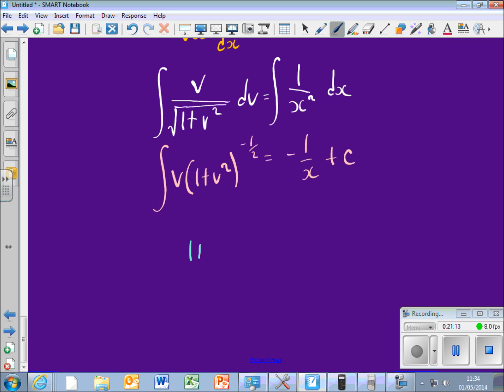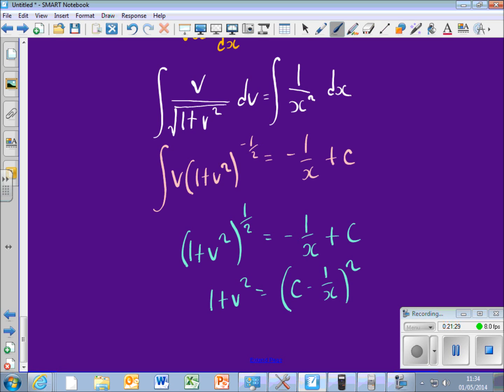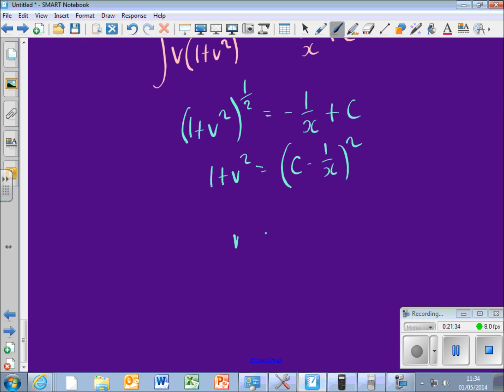So what did I say the answer was? 1 plus v squared to the power of a half, right? That's it. So c, and then I'm going to square it. So this is c minus 1 over x squared. I've changed the c to minus c there, but yeah. And then v squared equals, minus 1, and then square root, yeah? Okay.